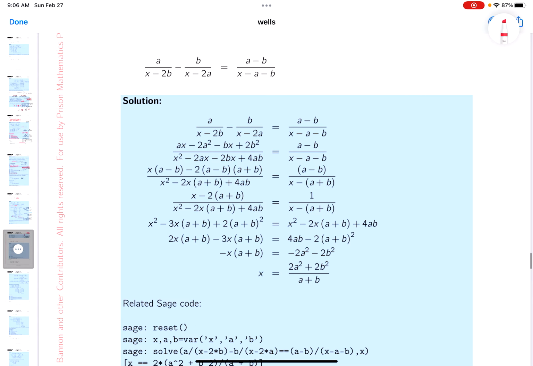The first thing I did was on the left-hand side, I got a common denominator, which is basically just a product of these two. And the product of those two would be x squared minus 2ax minus 2bx plus 4ab. And then what do you get on top? You get ax minus 2a squared minus bx, and then you get plus 2b squared. Relatively simple. The right side, I did nothing with it, left it alone, all right?